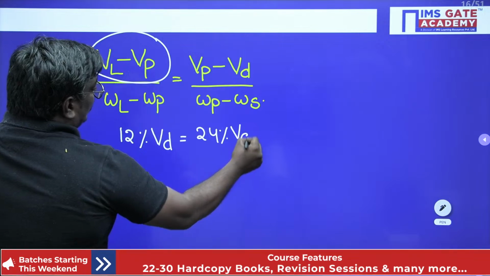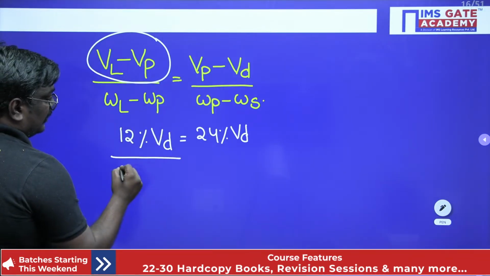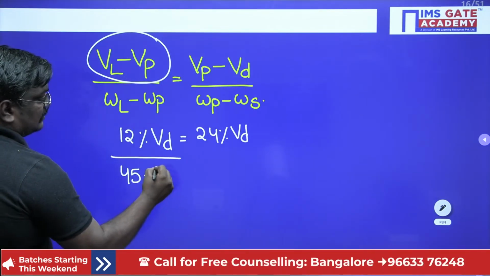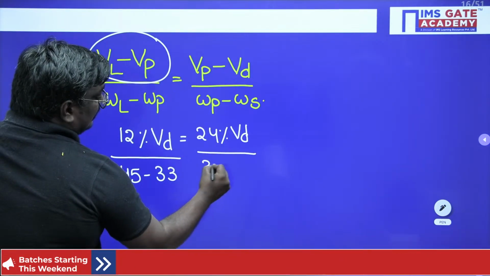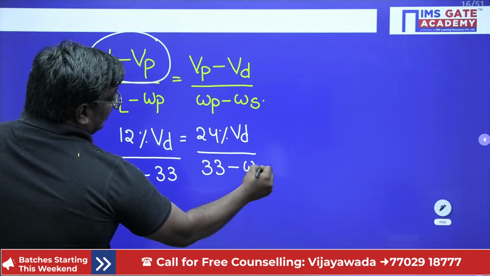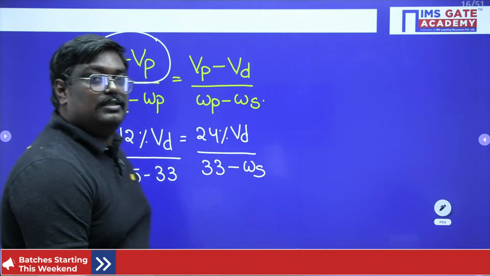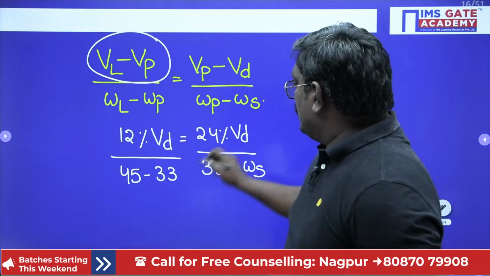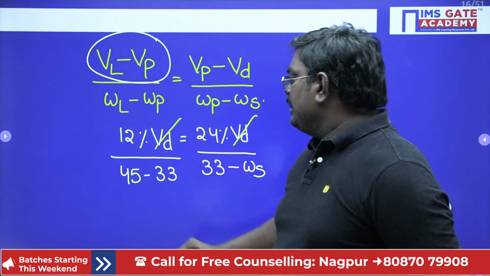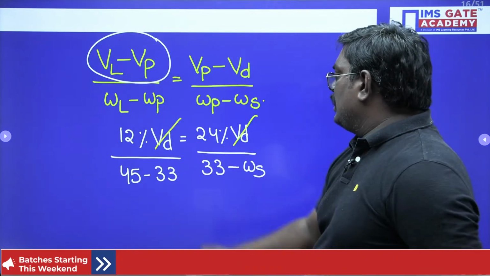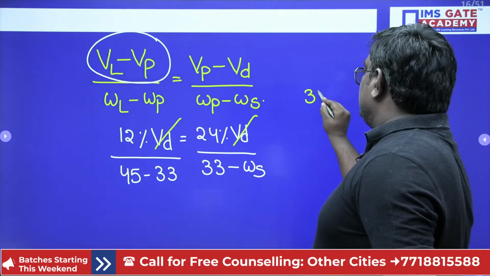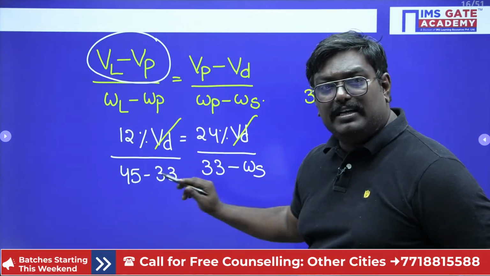So see, students, what is liquid limit minus plastic limit? 45 minus 33 is upon, what is plastic limit? 33 minus WS. Everything is in percentile, my dear student. So here, see, Srujana, I have cancelled VD and 24 and 2. You will get this as 12. So 12 cancel. You can write here 33 minus 12, 45 minus 33 is 12.